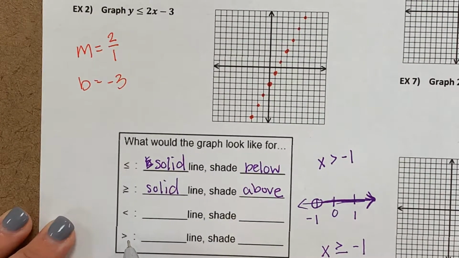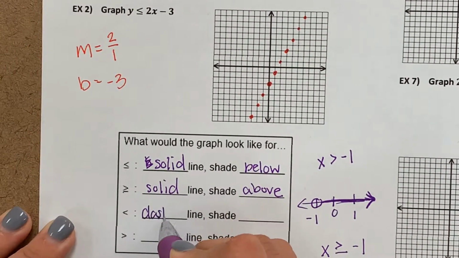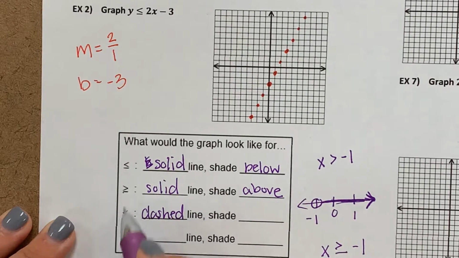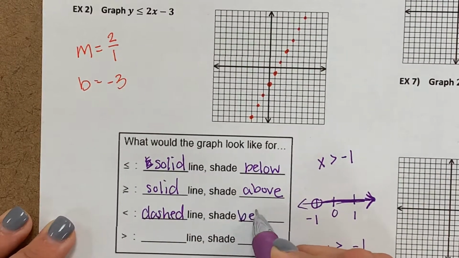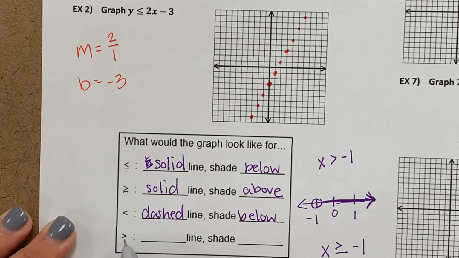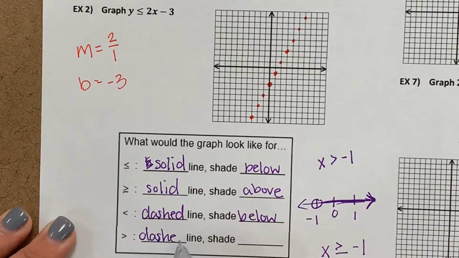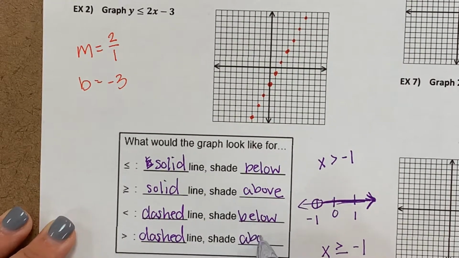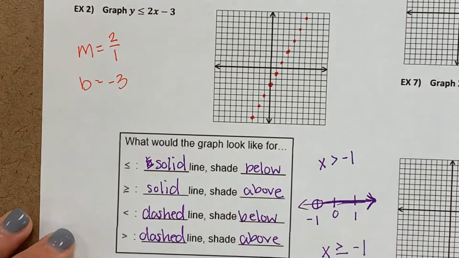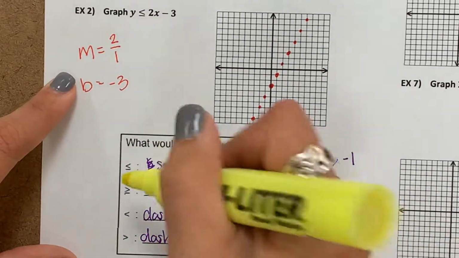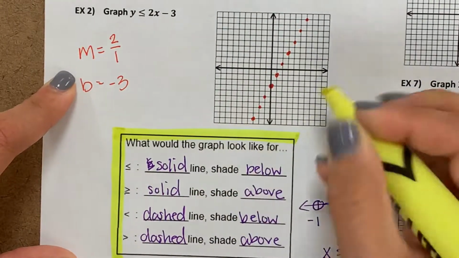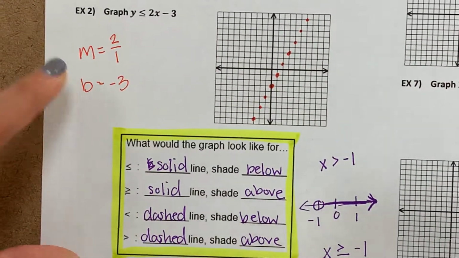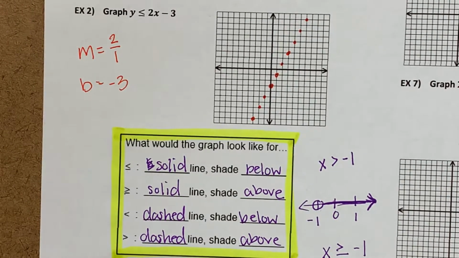The less than and greater than are very similar. The only difference is the line. Instead of it being solid, we're going to leave it open like this, so we call that a dashed line. And then less than, remember less than up here, we still shade below. Right here, not equal to, so it is still a dashed line. And then on this one, it is greater than, so just like up here, we're going to shade above. This right here is basically your key, just like on maps. We're going to use this the whole time. So this is super important if you want to highlight it or make sure you know you're looking at that a lot. So now let's go back to our graph.